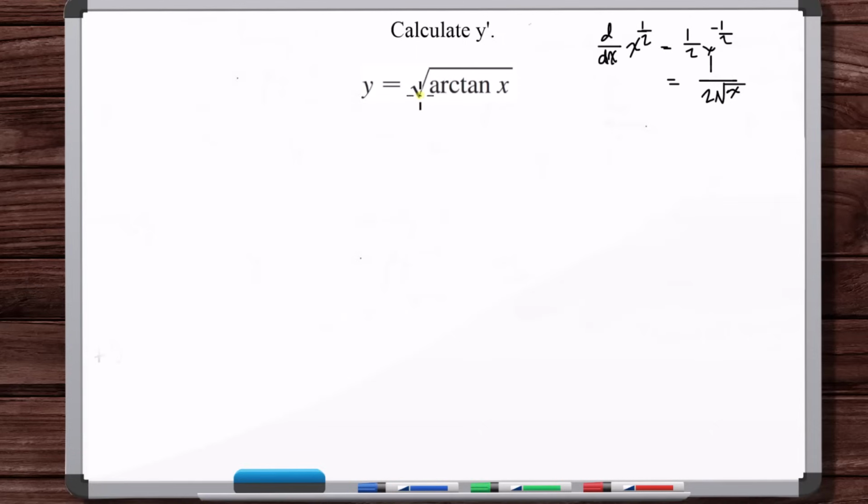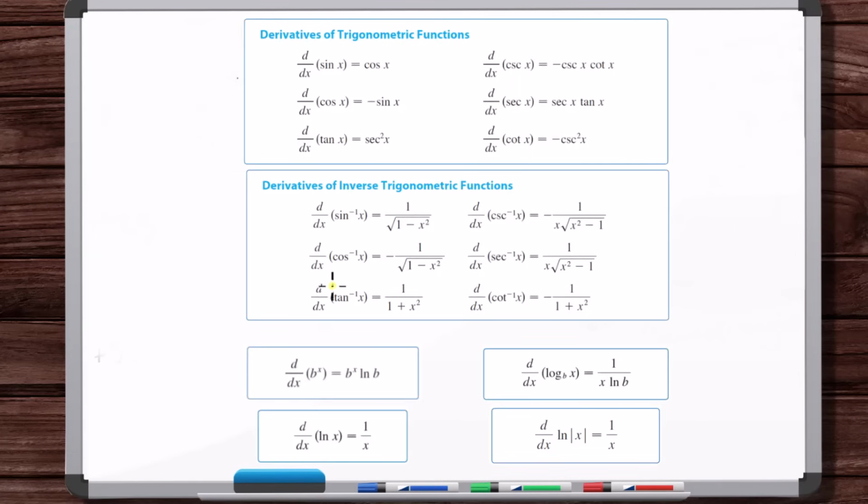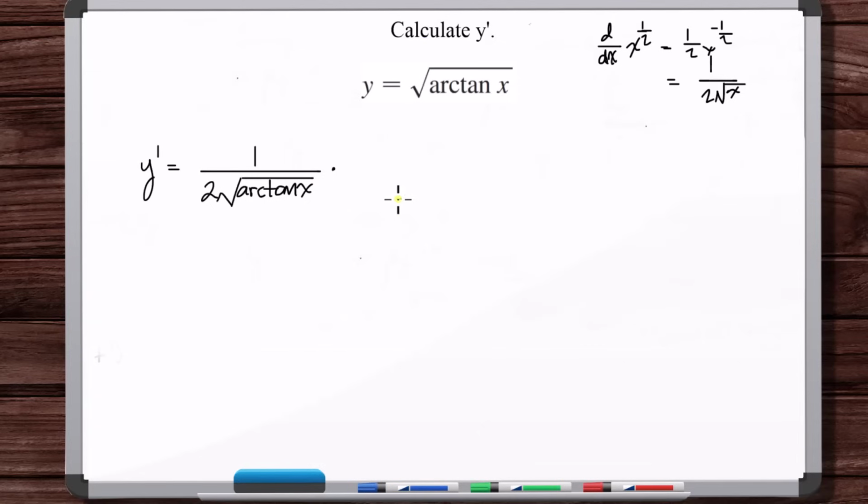Okay, so the derivative of the square root of something is 1 over 2 times the square root of that something, times the derivative of that something. What is the derivative of arctangent x? Here's arctangent, 1 over 1 plus x squared. So the derivative of arctangent x is 1 over 1 plus x squared.